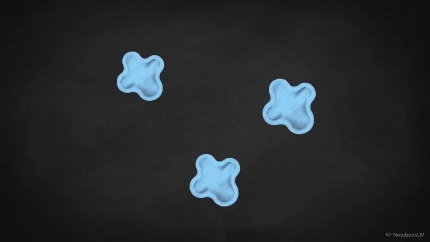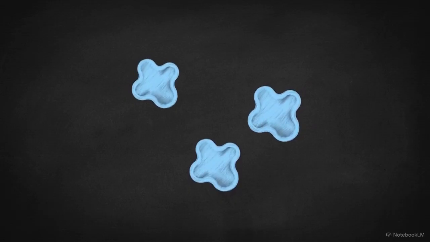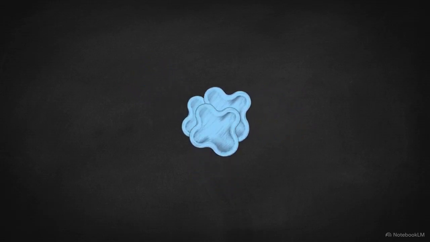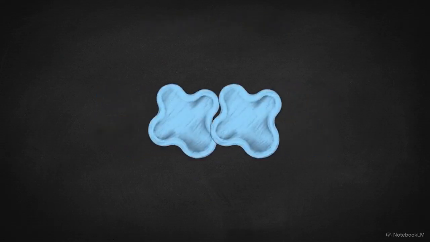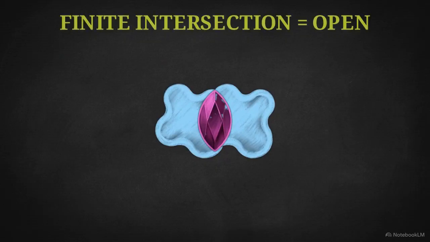Open sets follow a strict set of operational rules. You can combine any number of open sets into a union, and the result is always open. But for intersections, the rule only holds if you are overlapping a finite number of sets. If you take an infinite intersection of open sets, like a series of shrinking open circles, they can eventually collapse into a single solid point. That point is a closed set, which breaks the open set rule.